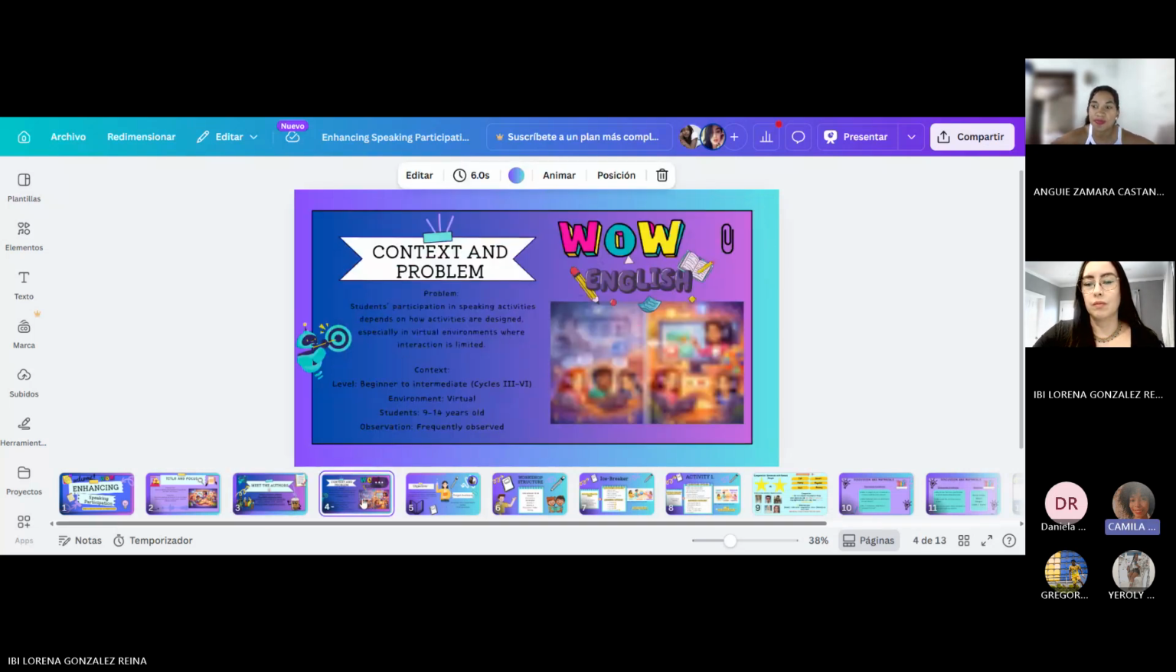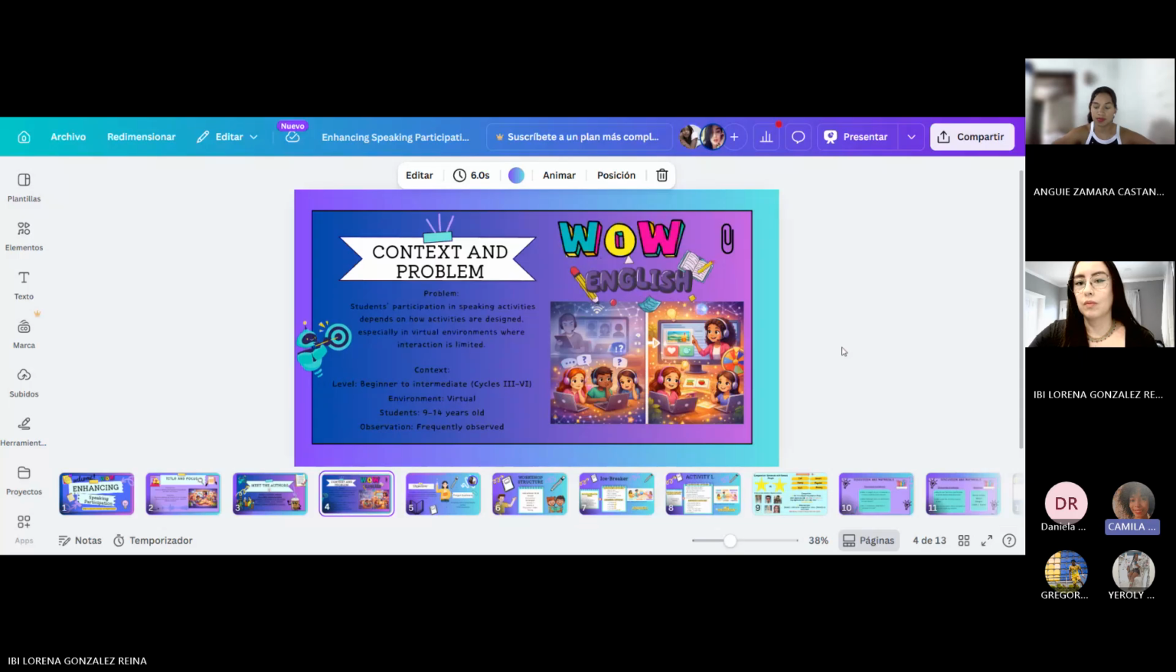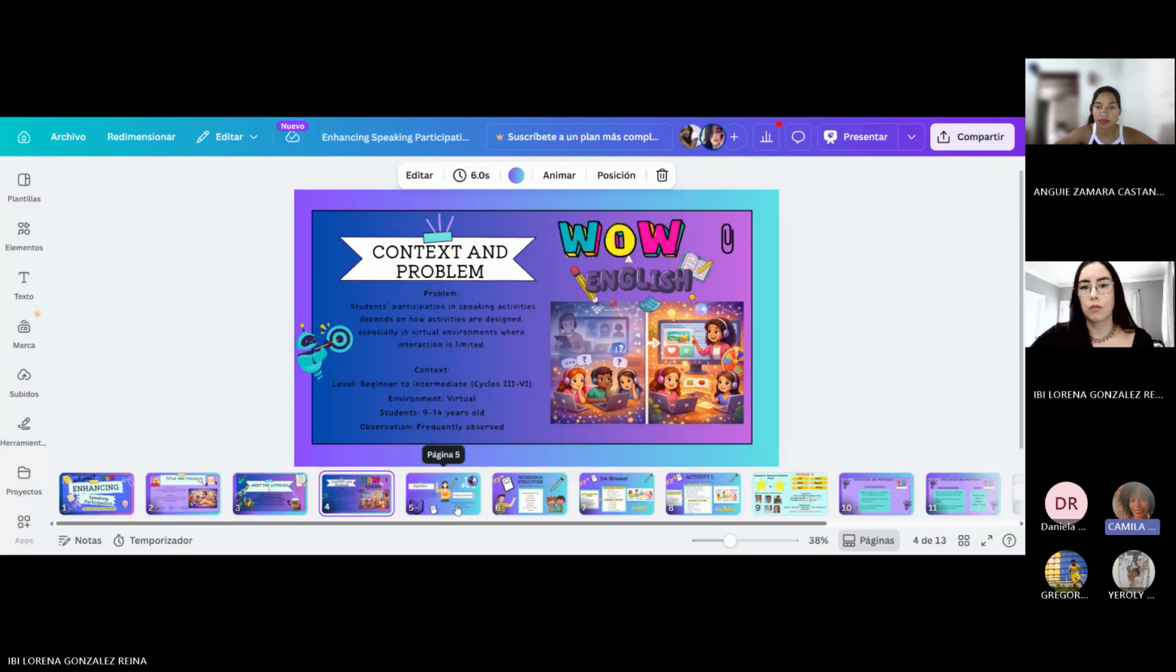Okay, now let me give you some context. We are working with beginner to intermediate students from sixth to ninth grade, aged 9 to 14 years old, in a virtual learning environment. We have noticed that student participation in speaking tasks depends a lot on the way activities are designed, especially because interaction is more limited online.